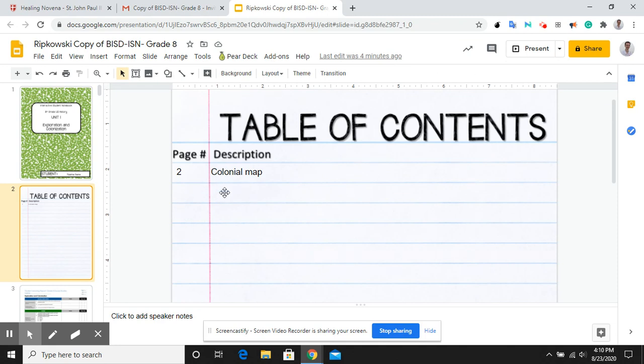So when we're reviewing and you're trying to remember something, I'm saying, look for this. You can come to the table of contents, find it, see what slide number it is, and find it much easier than scrolling and being like, where is it? Where is it? Where is it? So it's much easier than this.